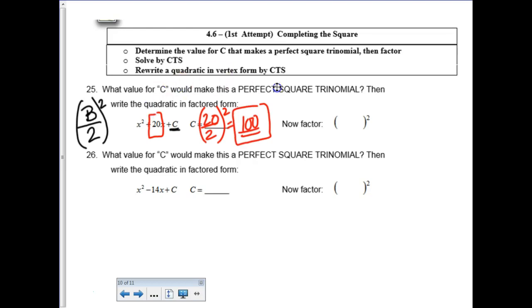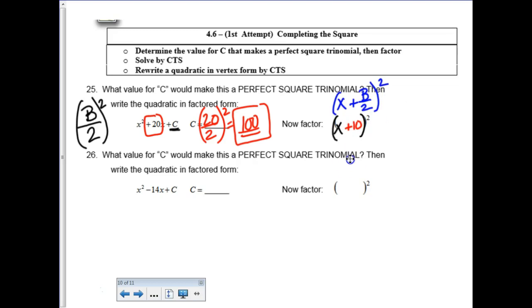Now when I take that and I want to write it in factored form, the way we factor it is we take whatever x is, and then we add half of the b term. That's why kids like completing the square so much, because you don't really have to know how to factor, you just have to know how to use the pattern. So for this question, it would be parenthesis x, and then this b term, when you cut it in half, is a positive 10. So it's x plus 10 quantity squared.